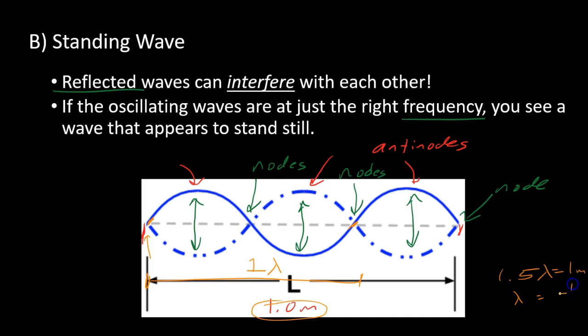Therefore, I could just solve for lambda. A lot of math problems using standing waves require you to figure out how many wavelengths are present, and that will give you the wavelength. And then that's really easy because I can still use my wave speed equation. If I know wavelength and maybe a problem gives me the speed of the wave, I then could solve for the frequency.